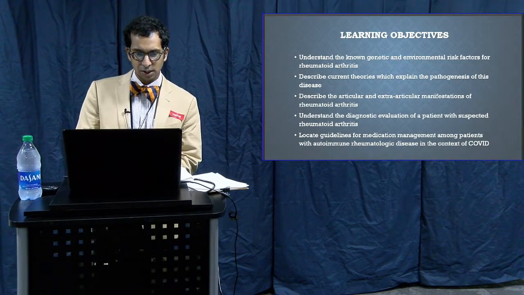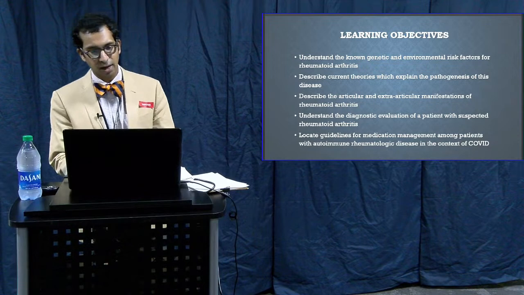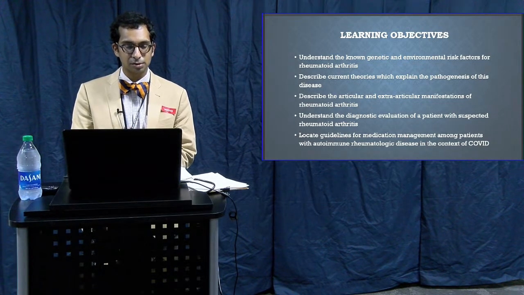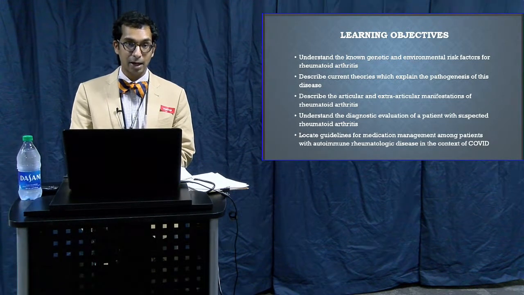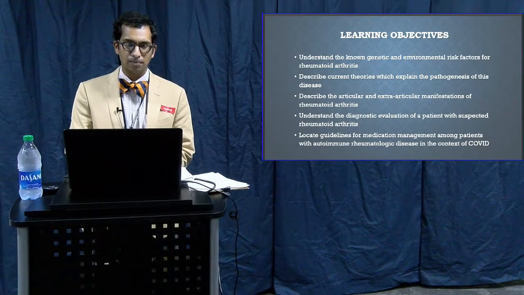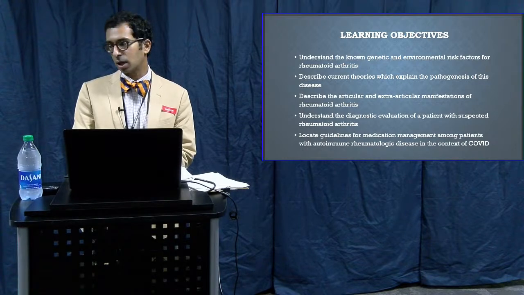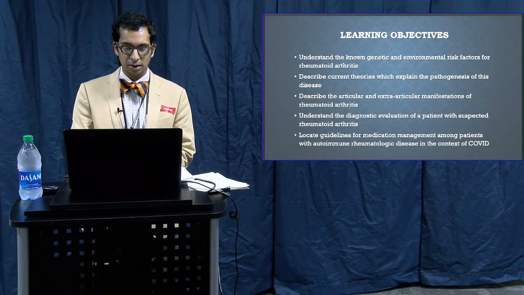So the learning objectives I've listed here are to understand the known genetic and environmental risk factors for rheumatoid arthritis, describe the current theories out there which explain the pathogenesis of this disease, describe both the articular and the extra-articular manifestations of rheumatoid arthritis, understand the diagnostic evaluation of a patient with suspected RA, and then finally, in the context of COVID, I thought it'd be helpful to show you where to find guidelines for medication management, the medications we institute for therapy for managing rheumatoid arthritis. The ACR, the American College of Rheumatology, has come out with guidelines, and I'll allude to those at the end of the talk.